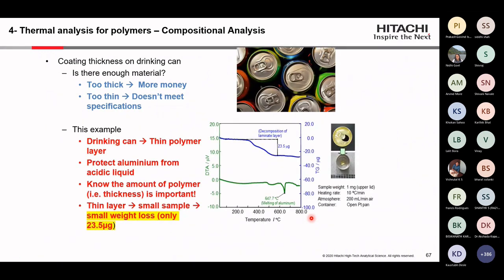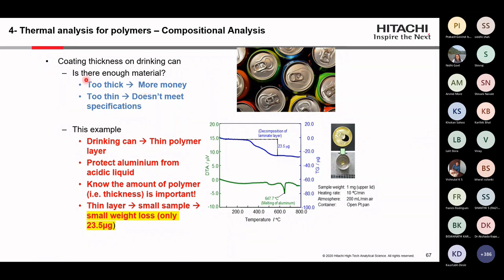Another application is shown here. Many times nowadays we see beer or a soft drink packed in an aluminum can. So these are the aluminum cans, but these aluminum cans are coated with a polymeric material inside. So what we have done is the small coating is taken out in the pan, and then it is analyzed by TGA. Now look here, the weight loss up to 600 degrees Celsius in air is, let us say, 23.5 microgram. Now this weight loss is directly correlated with the thickness of the material.